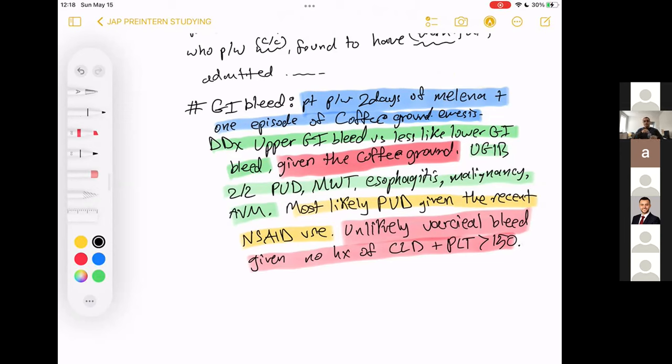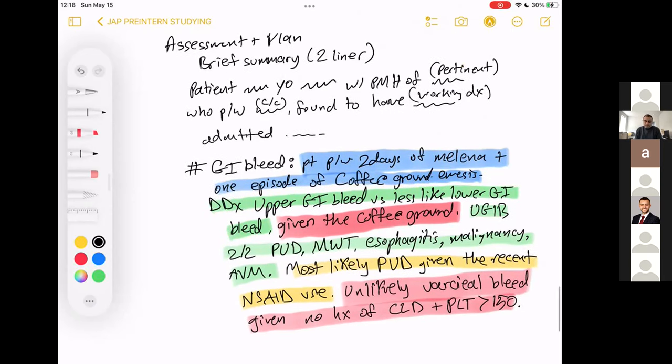I'm sorry, I just have one question. Yeah. So basically, you wrote a two-liner in this hashtag, and in the assessment, you wrote as well a two-liner. So basically, you wrote three or four times the history of the patient in this whole documentation.